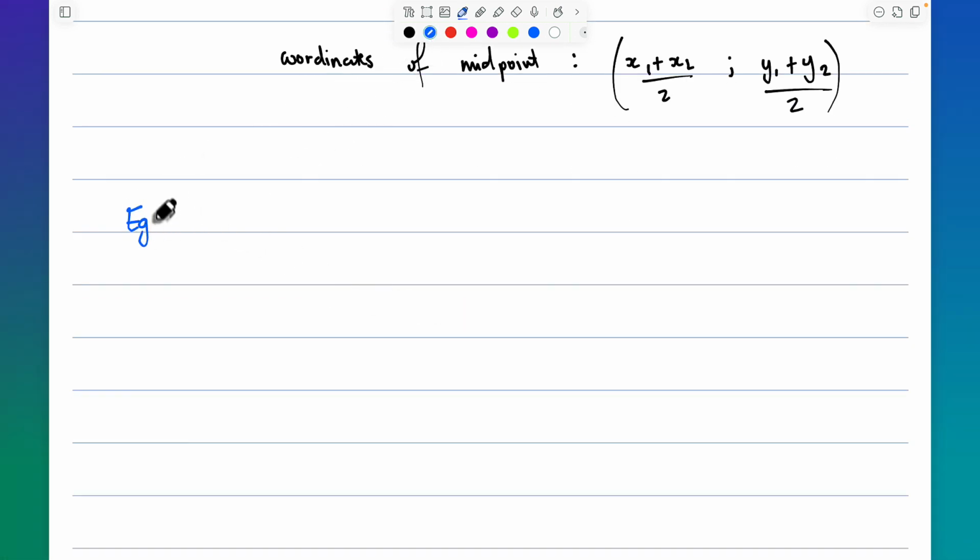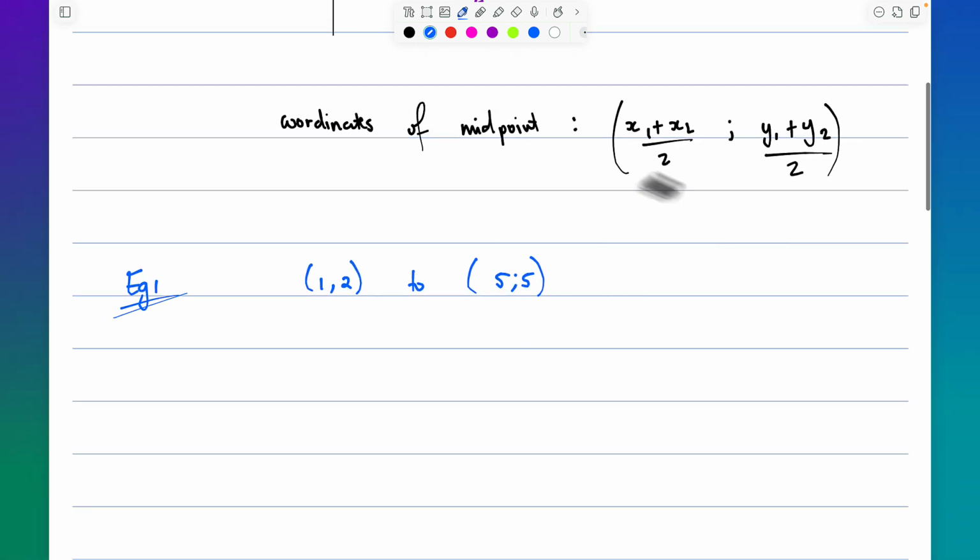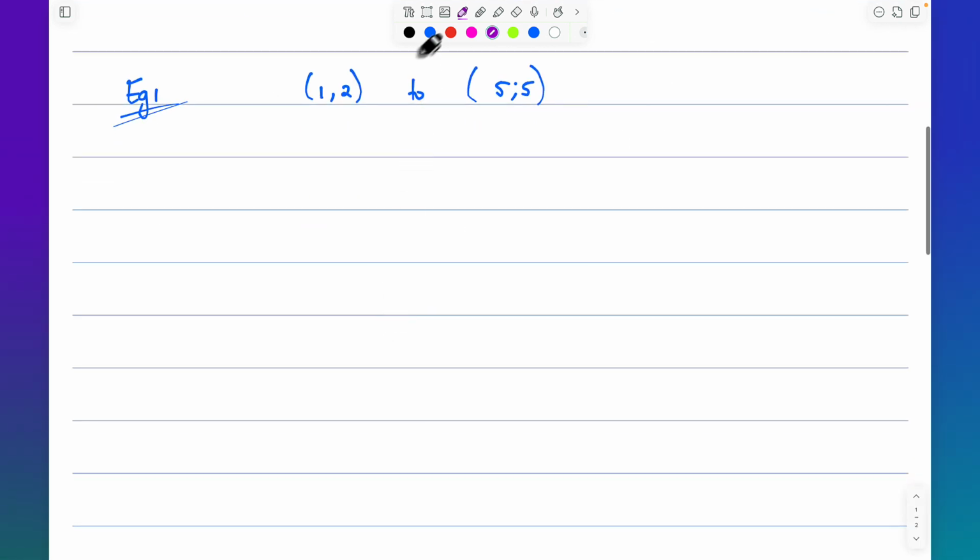We're going to go through 3 examples. Example number 1 is the same as the example from before. We're using the exact same points as the ones we used in the length of the line video, going from point 1, 2 up until point 5, 5. We don't really need to draw these on a graph. We're just going to keep using this formula, so all we need to do is identify our x's. So we know that this is going to be one of the x's.